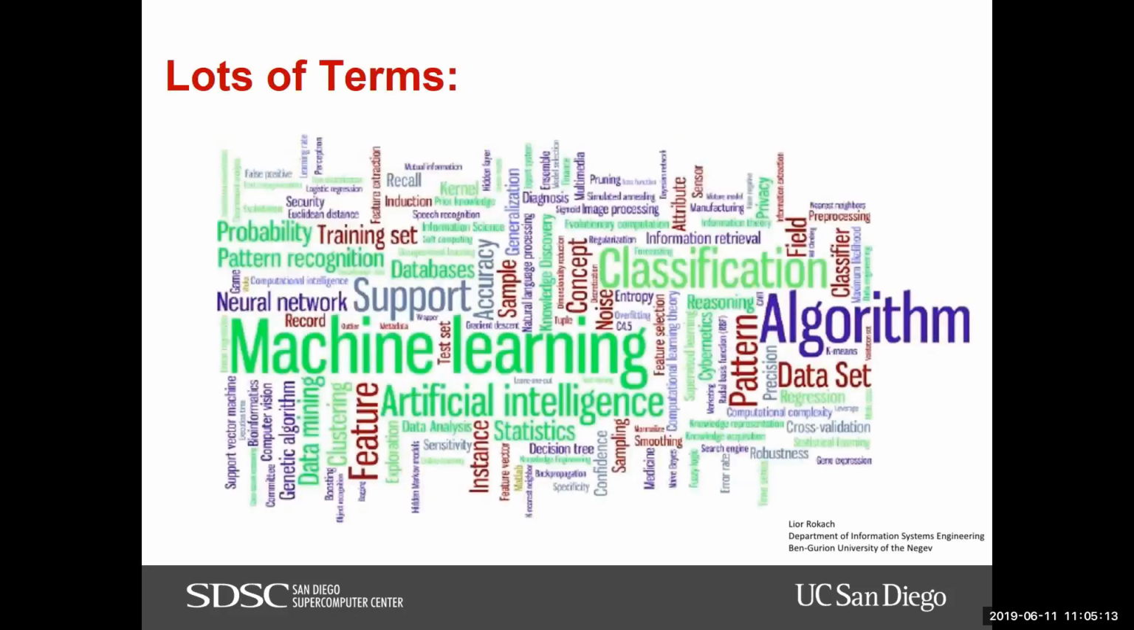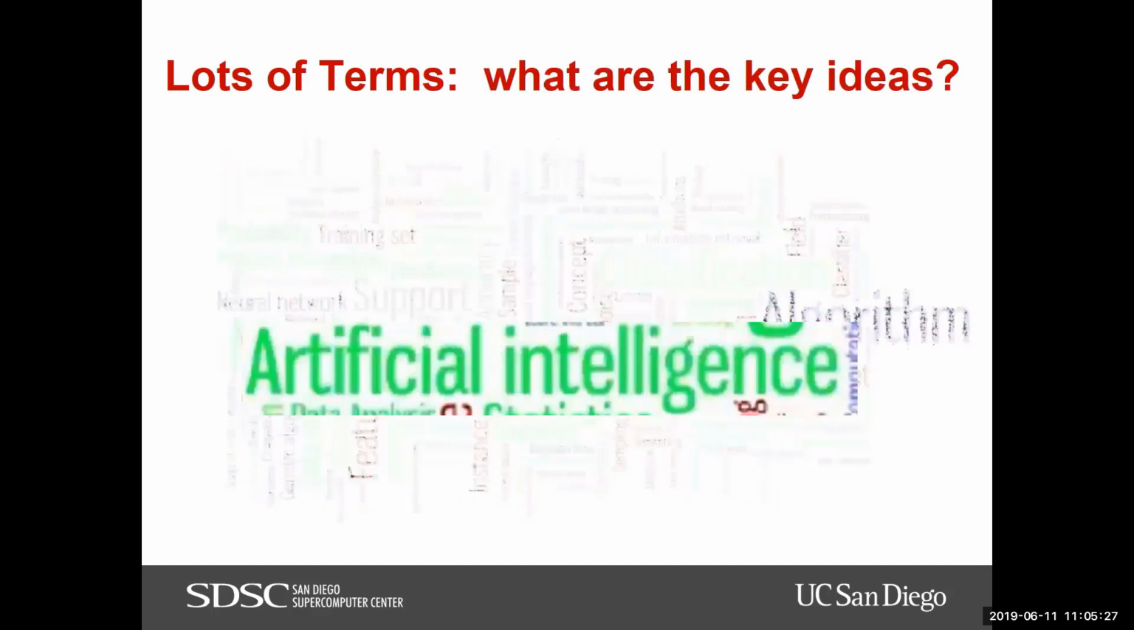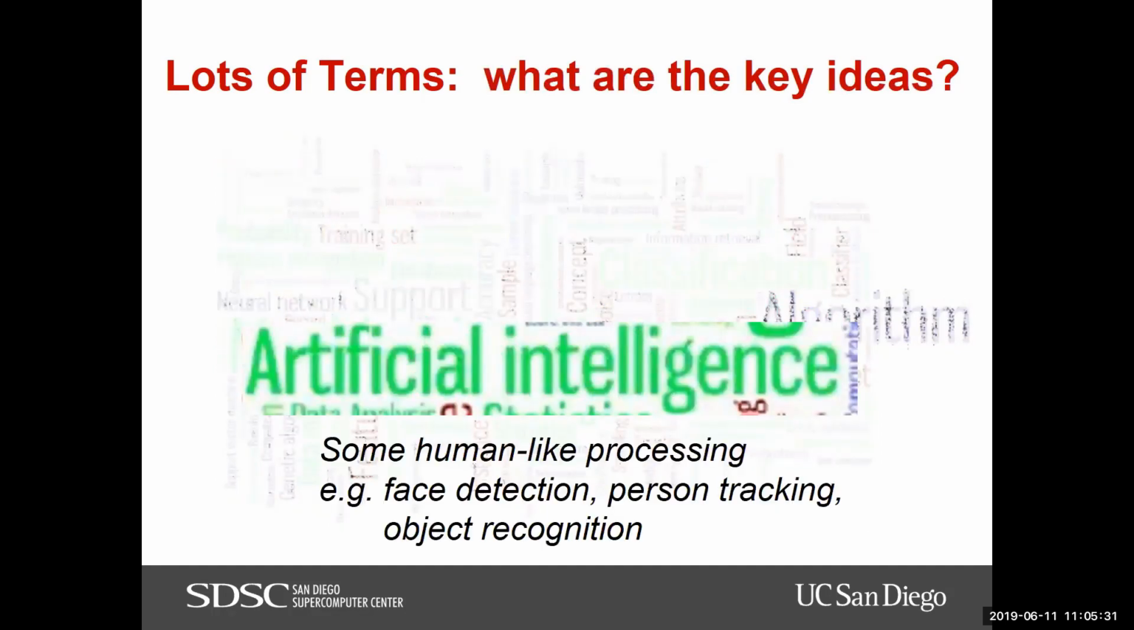A lot of terms out there. This is just some word cloud I pulled out from the cloud somewhere. And you can see, we've been hearing lately, it seems like there's been a lot of buzz about different things. So really, what are the key ideas? Well, we talk about AI. It's been getting a lot of press. And typically people mean something human-like, face detection, person tracking.